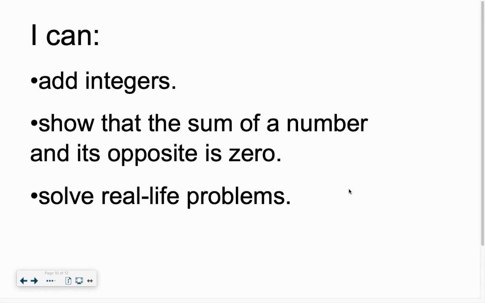Today's goal is that you can say, I can add integers. So you can add two numbers and get an answer. You can show the number and the sum of a number and its opposite is 0, so you can do those additive inverses and then solve real life problems.